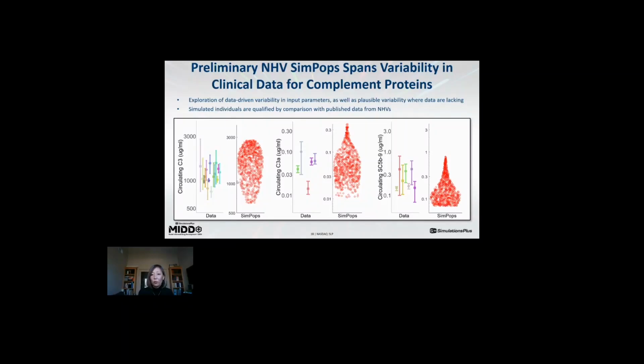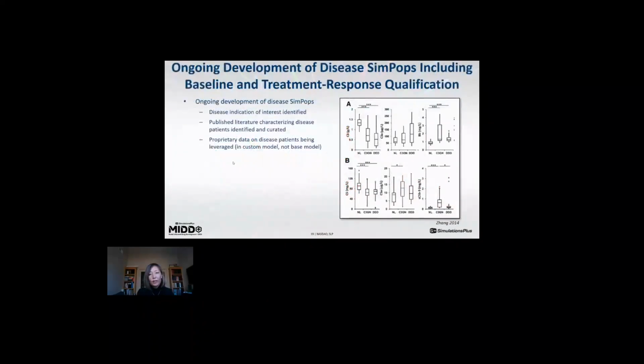And then finally, this was all normal healthy comparisons, but what we then do is we start thinking about diseases. How do we represent diseases, even if we're just focusing initially on that circulating compartment? I'm going to use published data as my example of this because we can't disclose that for the pharma partner. But say, for example, that you were interested in C3 glomerulopathy.